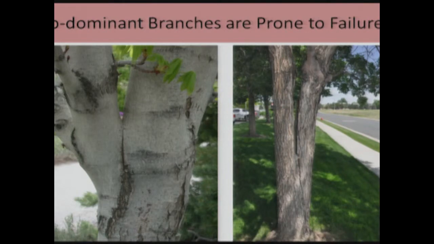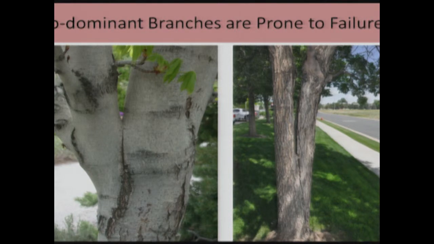So first of all, codominant branches are prone to failure. That's why we want a single dominant trunk to the top of the canopy. And that's for a number of reasons. One is that the unions between codominant branches are weak. In this case, we have included bark, right? This smooth connection here. All that's happening behind there is just bark touching bark. There's no strength to that. It's just bark resting against bark. So that makes the union weak.